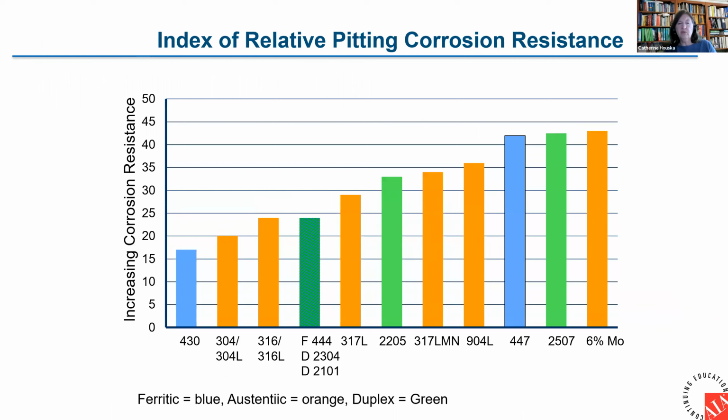This is another way of looking at it with a few more alloys. I did want to point out this is color-coded based on alloy family. The ferritics in blue, austenitic in orange, duplexes in green. As you can see, at every level of pitting resistance, there are multiple alloys in different alloy families.